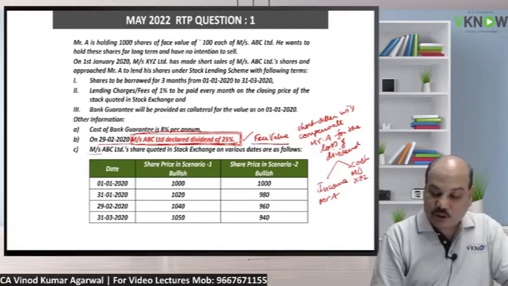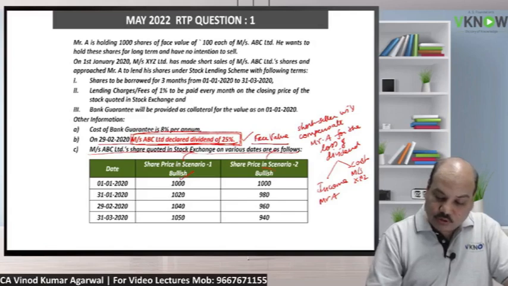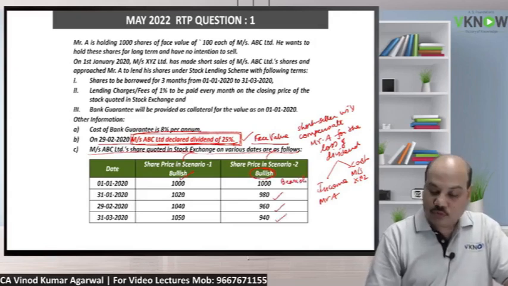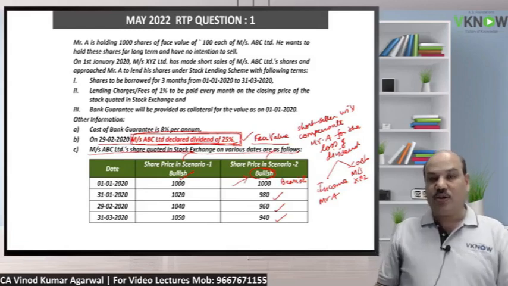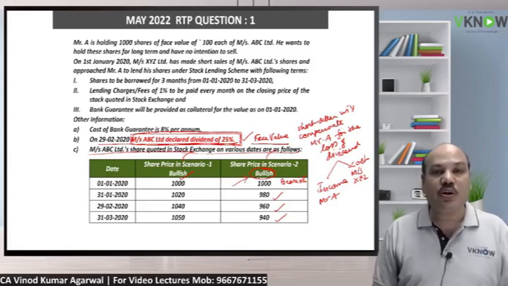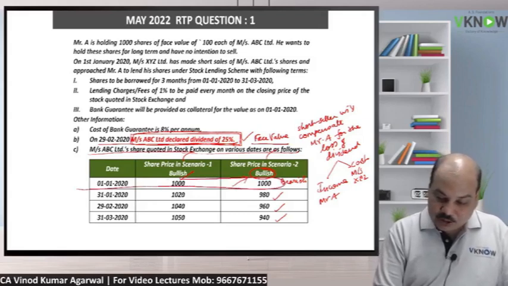Now they have given share prices on various dates. Two scenarios they have given, scenario 1 and scenario 2, bullish. This they have wrongly treated as bullish. It should be bearish, because if you see the prices are going down. So there is a mistake in the question. The mistake is that they have written bullish in both columns. It should be bearish.